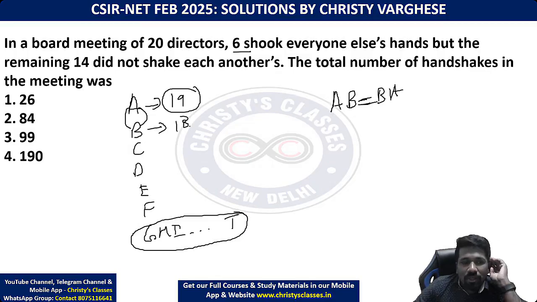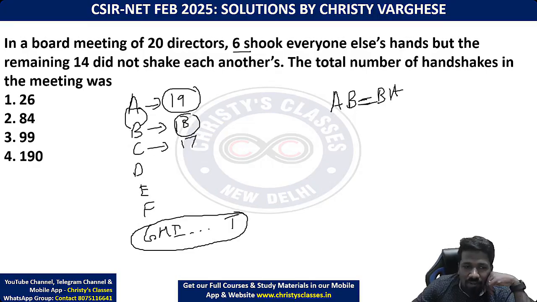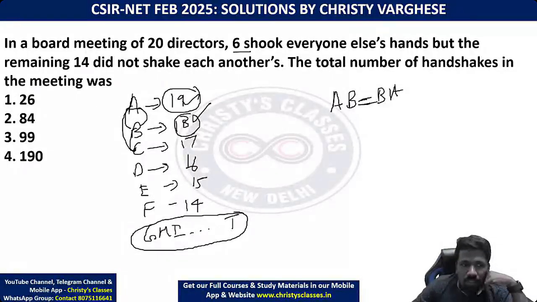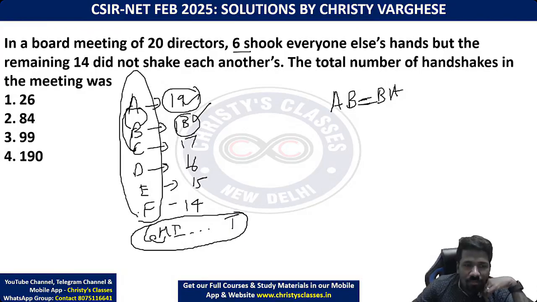That is why A to B handshake counted means B to A you cannot count again. That is why B's handshake number is 18 only. C's handshake number is 17 only, because A to C, B to C is already counted in these two lists. Similarly, this is 16, this is 15, this is 14. Now, these 14 people haven't handshaken with anyone else other than these 6 people. So the total handshake will be the sum of these 6 numbers. That is 14 plus 15 plus 16 plus 17 plus 18 plus 19.